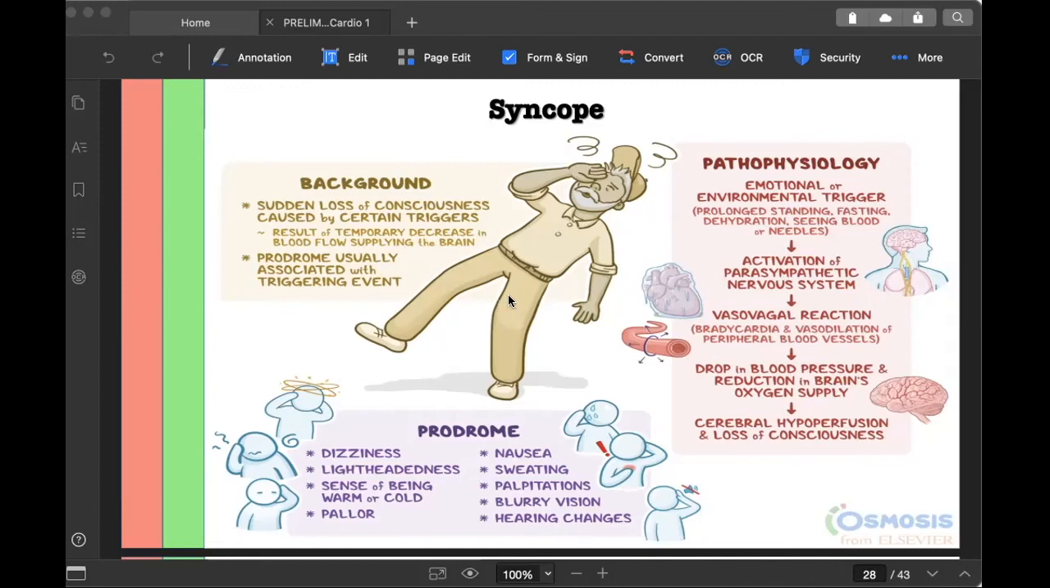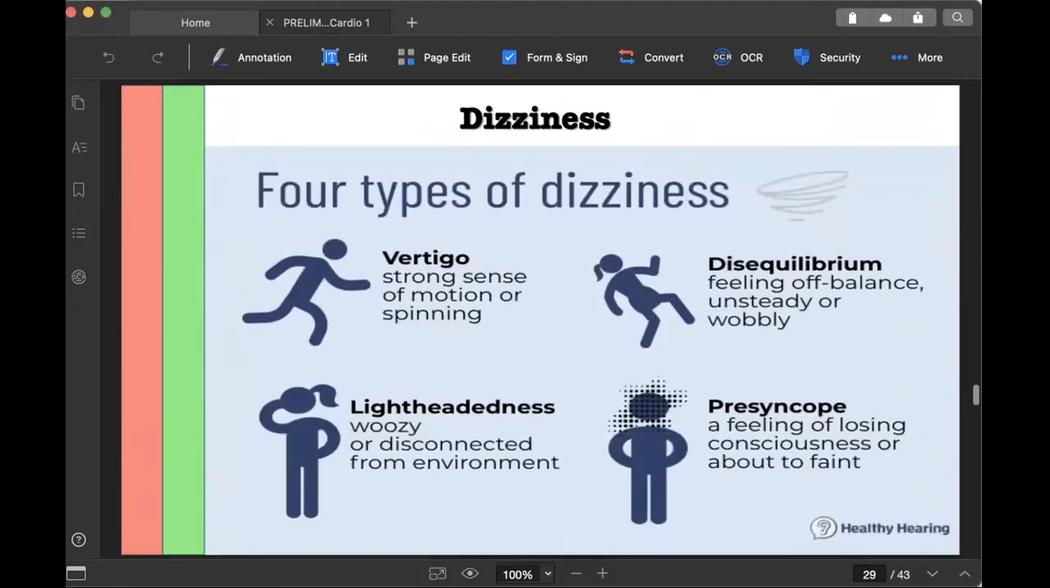Okay? And as you can see here, we also have dizziness. Dizziness usually occurs if we lack sleep, or we have a hangover, or we were hit by something, maybe bumped into something. So there are 4 types of dizziness. We have vertigo, lightheadedness, disequilibrium, and pre-syncope. Okay, so just read the definitions of these and you will understand their differences.